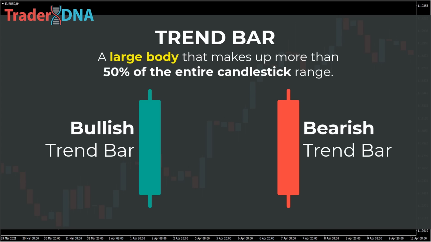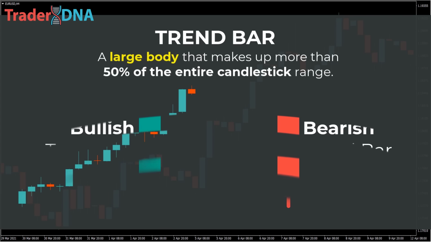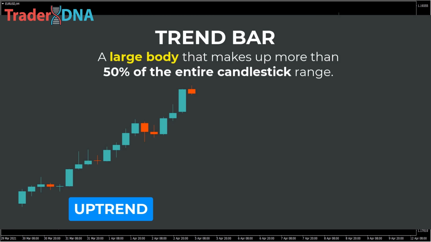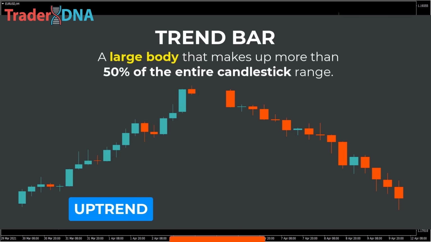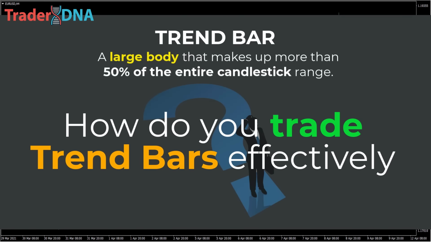So when analysing candlesticks, don't just rely on classic candlestick patterns. That's old school thinking. A much easier and more effective approach is to focus on trend bars. If you see a series of bullish trend bars, that's a strong sign of an uptrend. If you see a series of bearish trend bars, that's a clear indication of a downtrend. Now, the big question is, how do you trade trend bars effectively?